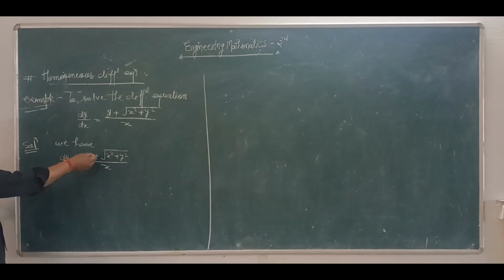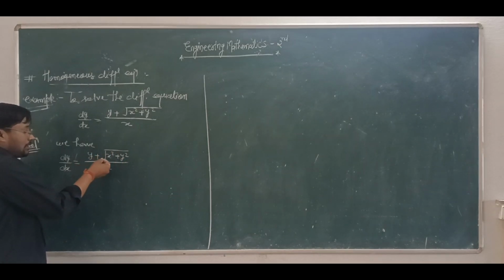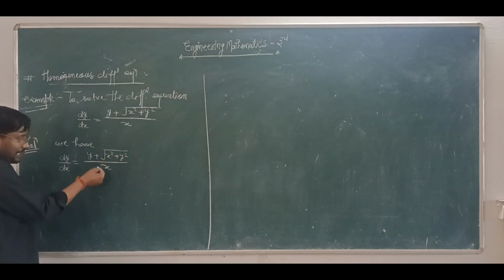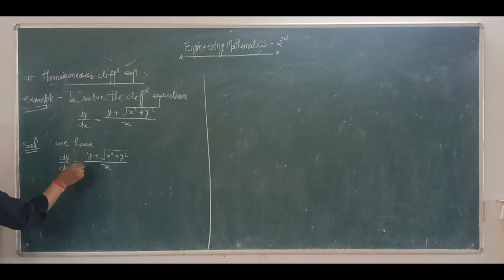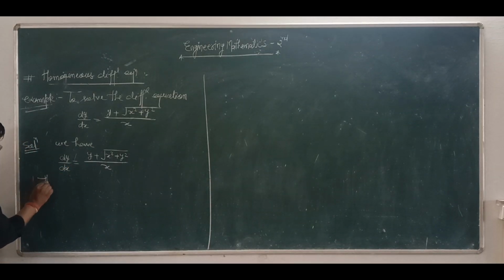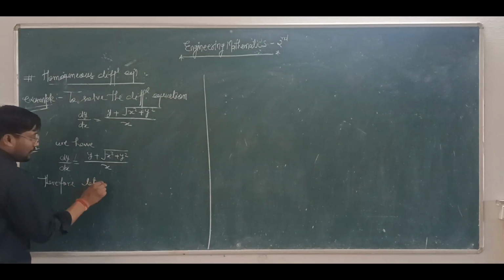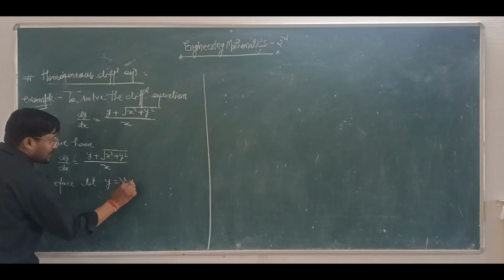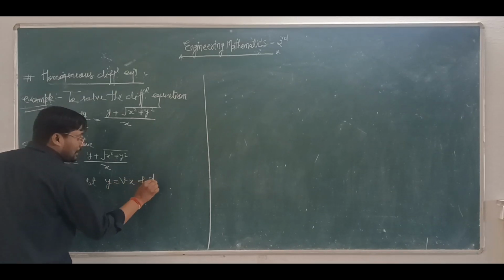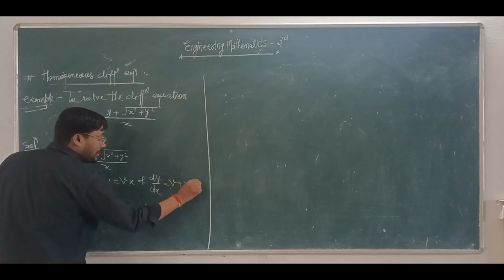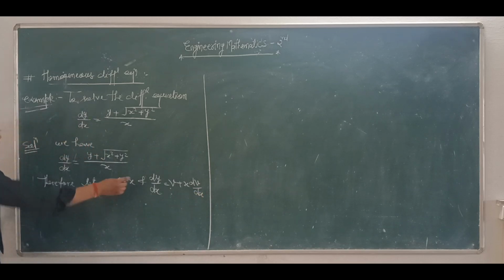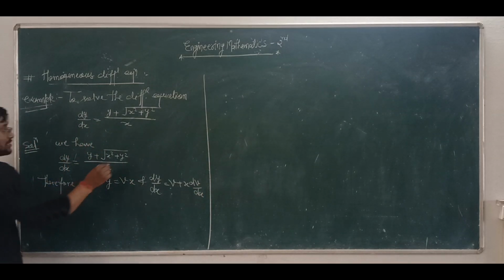This is a homogeneous differential equation because the denominator degree and numerator degree are the same. Now the solution of this function. Therefore, let y is equal to vx and dy by dx is equal to v plus x dv upon dx. Now you can put this value in this equation. This is equation number first.